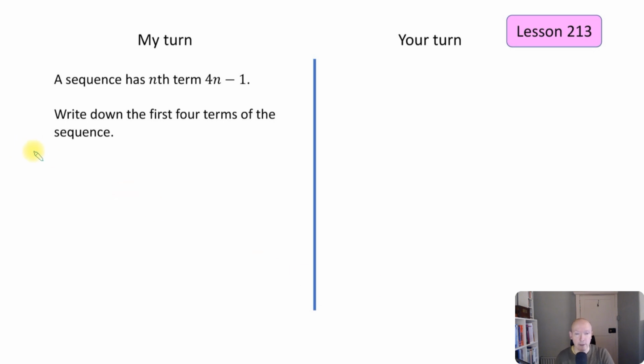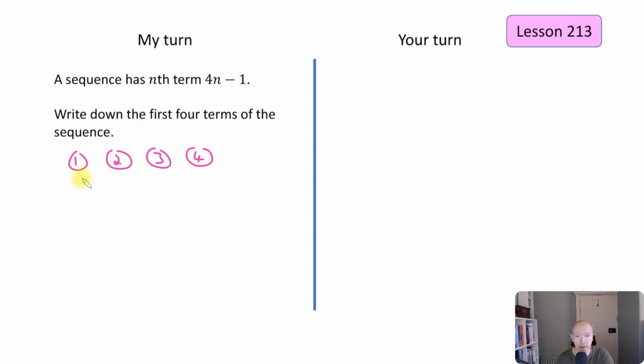Okay, and the final pair of questions today just flips this around. So this time we're given the nth term and we're asked to find the first 4 numbers of the sequence, the first 4 terms of the sequence. So let's write them out: 1, 2, 3, 4. All I'm going to do is literally replace n here with 1, then 2, then 3, then 4.